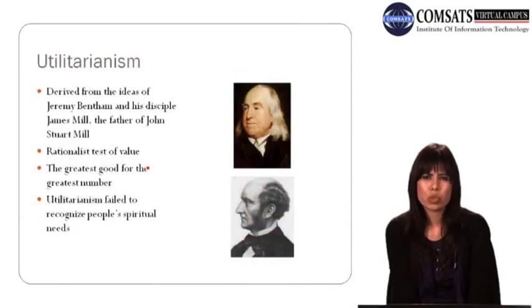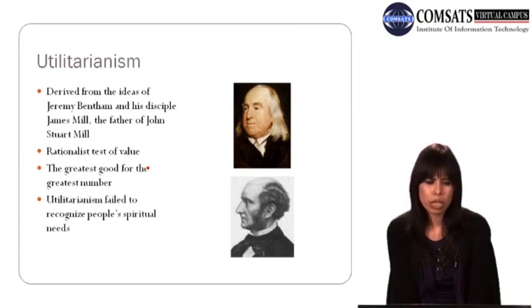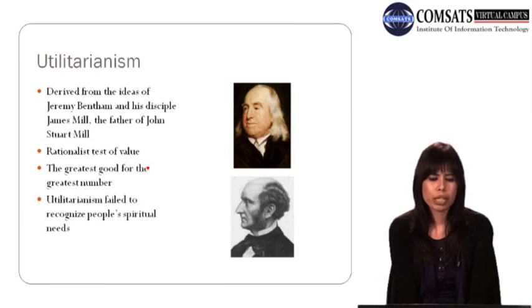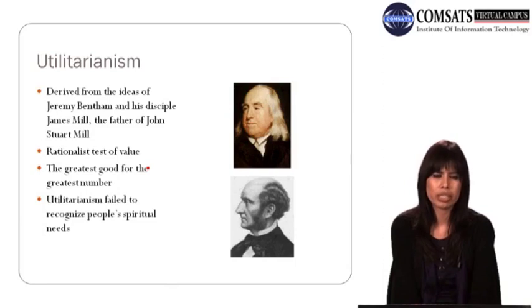Another concept which was going on there in the Victorian age is that of utilitarianism. Okay. This idea derived from the ideas of Jeremy Bentham and his disciple James Mill, the father of John Stuart Mill. Okay. Rationalist test of value, the greatest good for the greatest number. Utilitarianism failed to recognize people's spiritual needs. So basically utilitarianism focused, you can say, on the benefits of the people in society, like the greatest good for the greatest number.